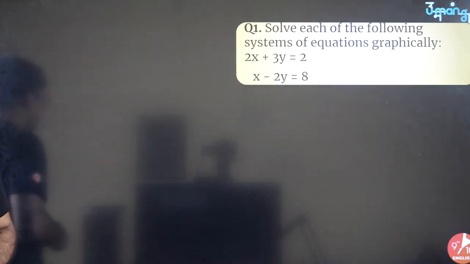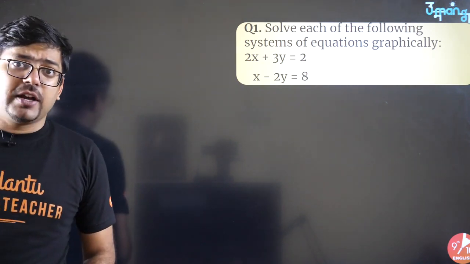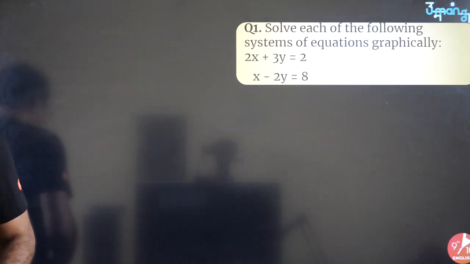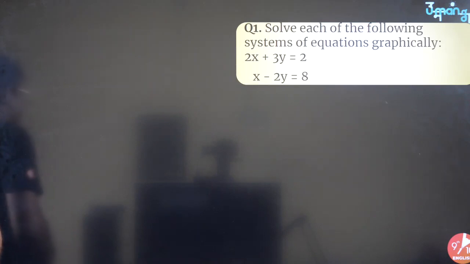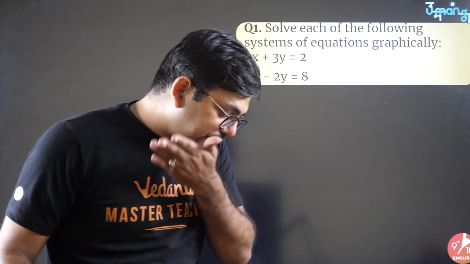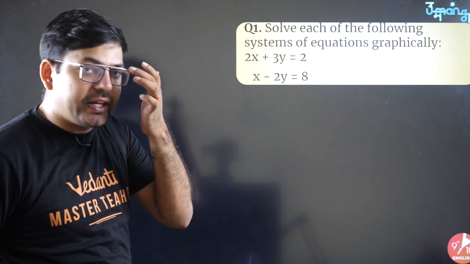This question says, solve each of the following systems of equations graphically. Come on, start making the graph fast. Okay, so here we go. The equations are given. You have to find the graph.